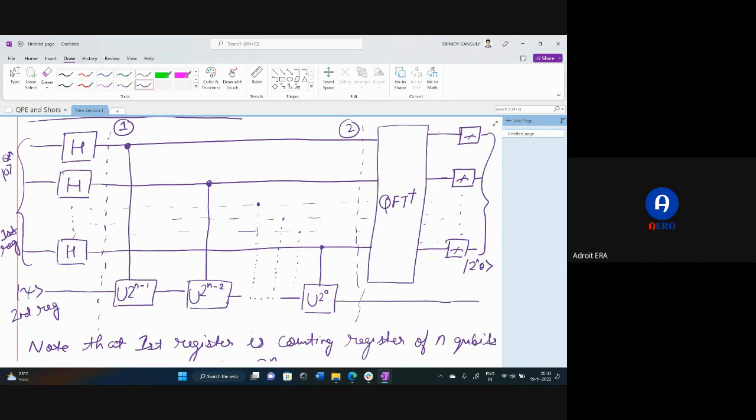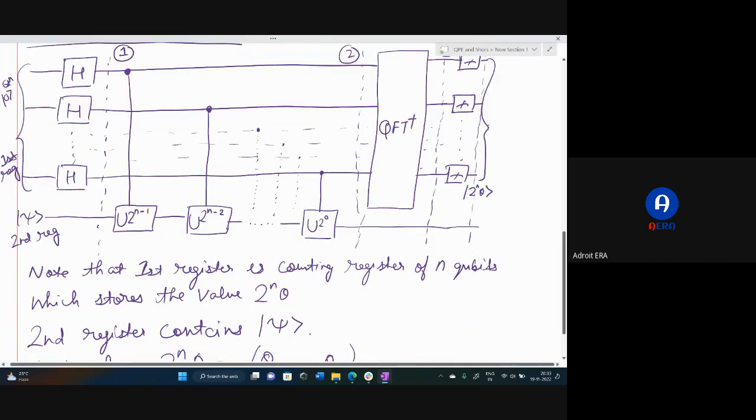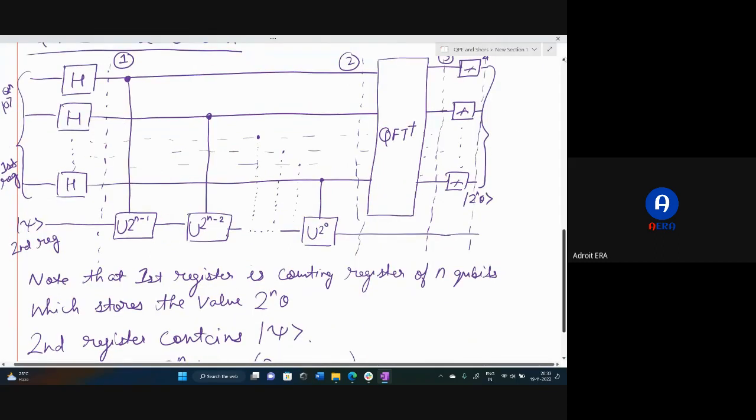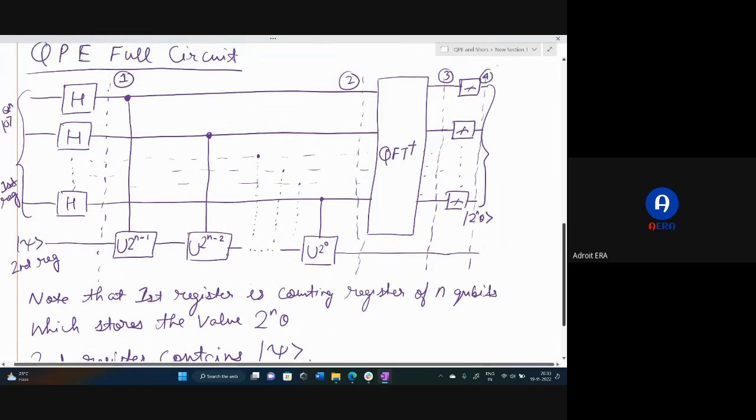And then we have here, what is this? This is the third point, right? Just as we have done for all the other algorithms. So similarly, the same thing. And this is the fourth step. If you see, it is written here. This is the fourth step.